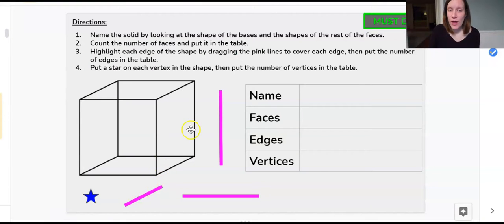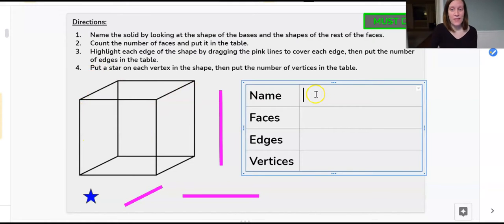So now it's going to be your job to find these things and to name the shapes on your slides. I'm going to show you how to do this first one, so it'll be really easy for you when you get to yours, okay? The directions say first, name the solid by looking at the shape of the bases and the shapes of the rest of the faces. When I look at this one, every single side is a square. That means this is a special rectangular prism. This is a cube. So I would type that in right here.